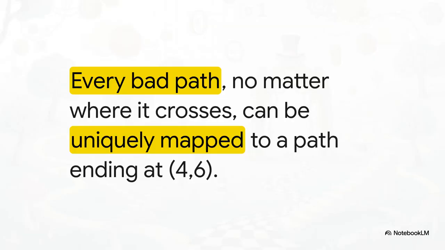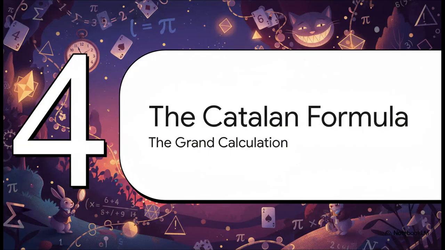This trick establishes a perfect one-to-one relationship. Every single bad path that was supposed to go to 5-5 can be transformed into a unique path that goes to 4-6. And it works in reverse too. This means that counting the number of bad paths to 5-5 is the exact same problem as counting the total number of paths to 4-6. And with that one magical insight, we are finally ready for the grand finale. Let's put all these pieces together and actually calculate the answer to our puzzle.